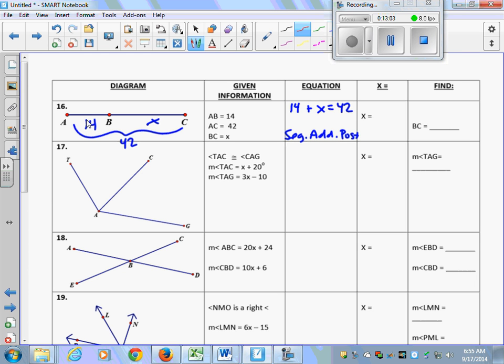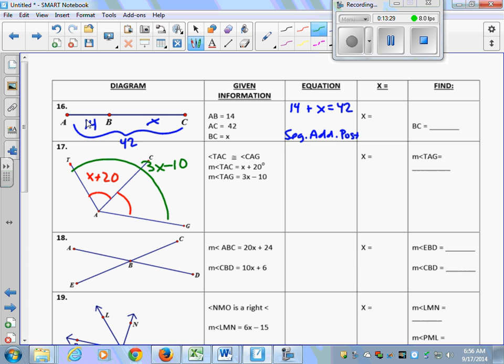Next one, angle TAC is congruent to angle CAG. So TAC is this angle, CAG is this angle. They are congruent to each other. So TAC is x plus 20, and TAG, label carefully, is 3x minus 10. That's this whole thing.